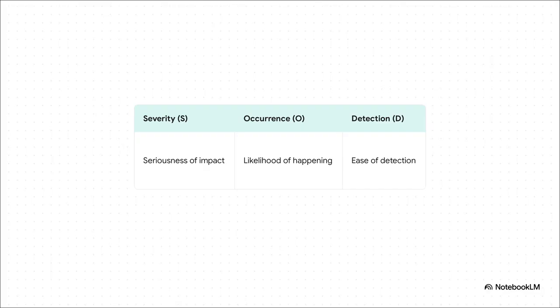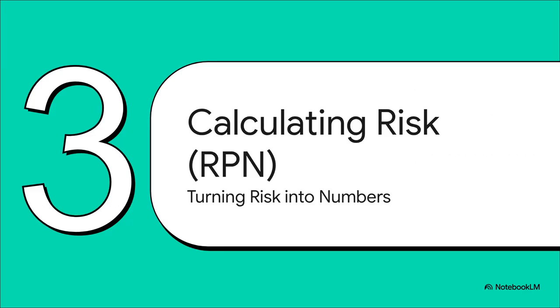Let's put these 3 side by side, because it's crucial to know the difference. Severity asks, if this happens, how bad is it? Occurrence asks, how often is this going to happen? And detection asks, how likely are we to catch this before it's too late? Getting these 3 right is the whole key to an accurate FMEA. So, what do we do with our ratings for severity, occurrence, and detection? Well, we use them to calculate something called the risk priority number, or RPN.